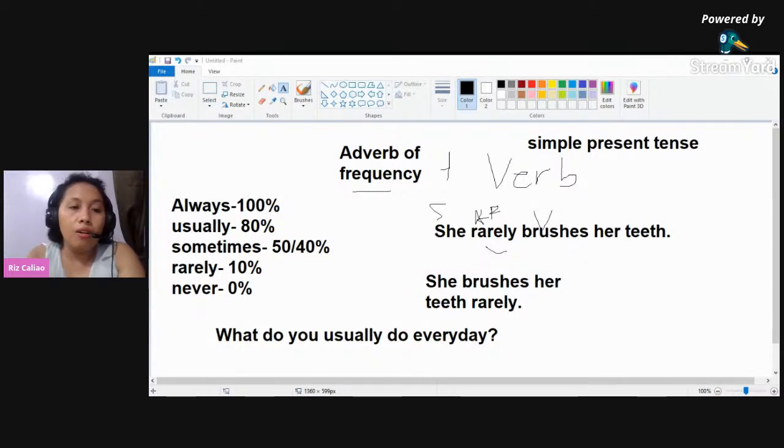So here it is, guys. So again, always, usually, sometimes, rarely, and never. So that is the adverb of frequency. Okay, so that's it, guys. How about you guys? What do you usually do every day? For example, usually, so I'm asking or tinatanong ko kung ano ba yung ginagawa nyo sa pang-araw-araw for 80%. Kasi sabi ko, usually, 80% na mga ginagawa nyo, guys. Okay, you may practice your English na and you may leave comment or your sentence in the chat box.